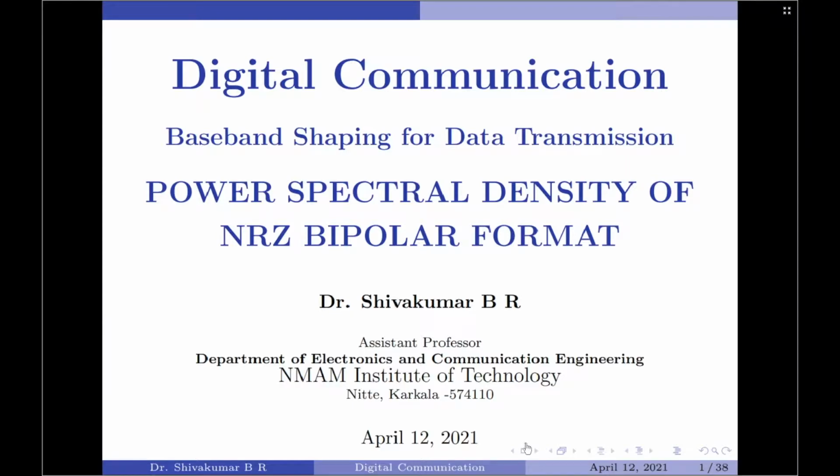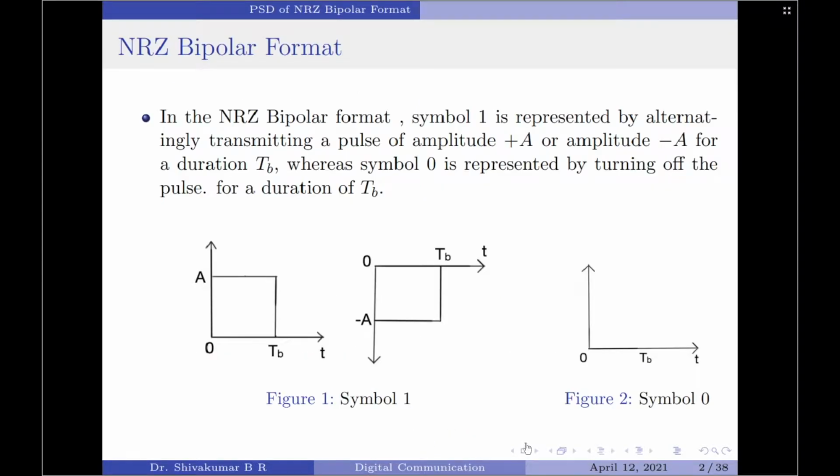In this video, I am going to derive an expression for the power spectral density of non-return to zero bipolar format. We know that in an NRZ bipolar format, a symbol 1 is represented by alternatingly transmitting a pulse of amplitude plus A or amplitude minus A for a duration of 1 TB, whereas symbol 0 is represented by turning off the transmitter for a duration of 1 TB.